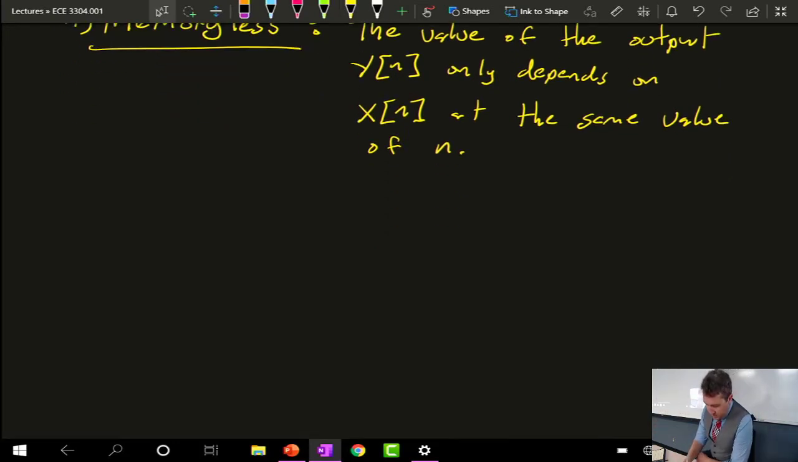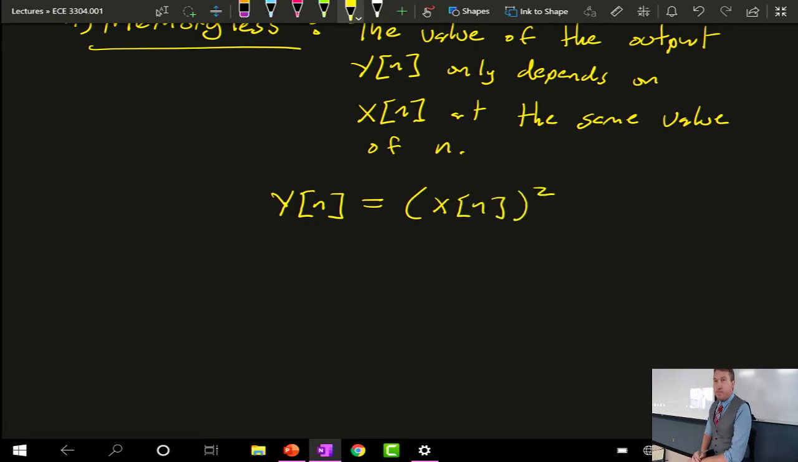So for example, what did we have? We had y of n is equal to x of n squared. Is this one memoryless? Yeah, nothing happens. y of -2 is dependent on the square of x of -2. There are no additional samples that are needed.